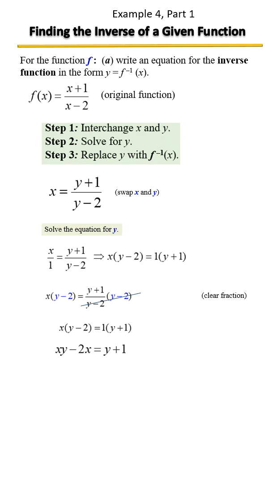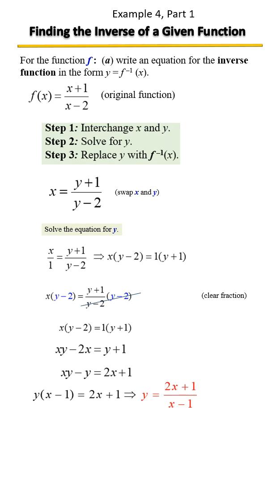Next, we want to add 2x to each side. Next, to solve for y, we have to factor out or single out the y. So let's factor out a y from these two terms. What is it that they share in common? A y. Let's take that GCF out.